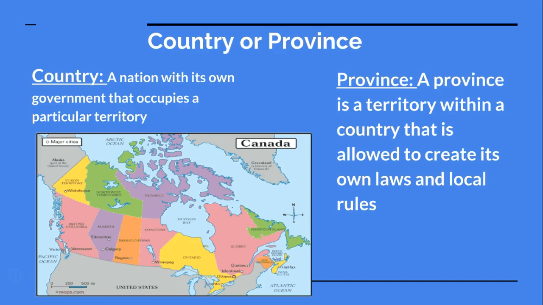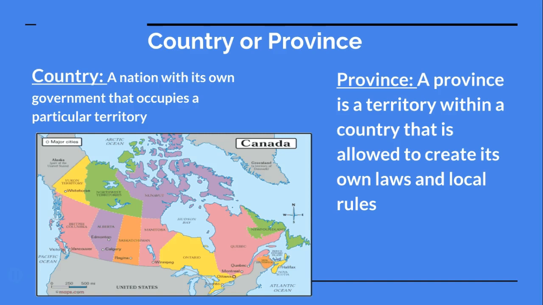Now, one step down from regions is once you get into these specific regions, then we get into countries. A country is a nation with its own government that occupies a particular territory. One of the most common countries we can think of would be the United States, but there are hundreds of countries throughout the world, all who claim different areas. Then we have a province. Our next area down would be a province. A province is a territory within a country that is allowed to create its own laws and local rules.